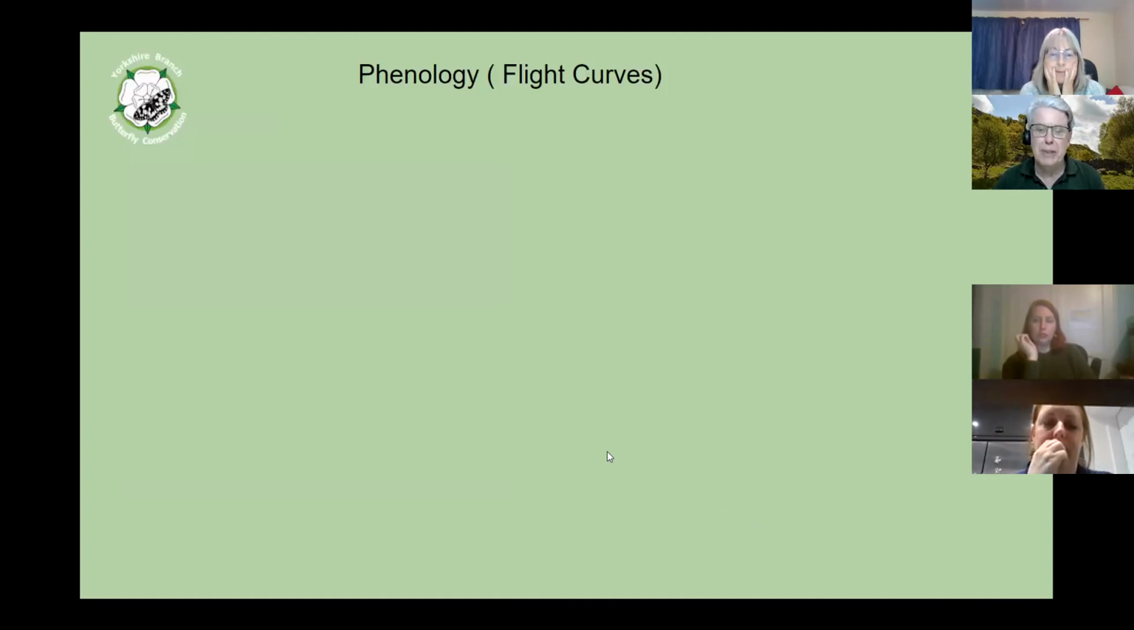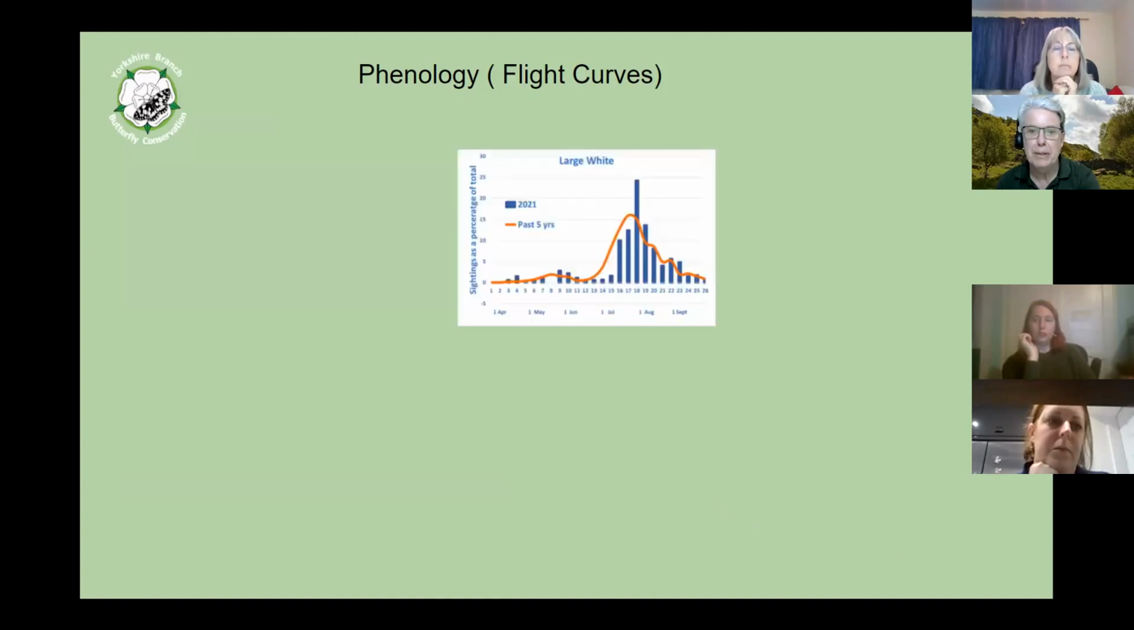And one of the factors we do measure in all this is the flight curves. And the comment that I was getting back from you transect walkers was, where are all the butterflies? Well, they were just straightforward, very late. So let's just have a quick look at how late some of our species were. So I've chosen 4 species, 2 whites, 2 browns, just to have a look at what happened.